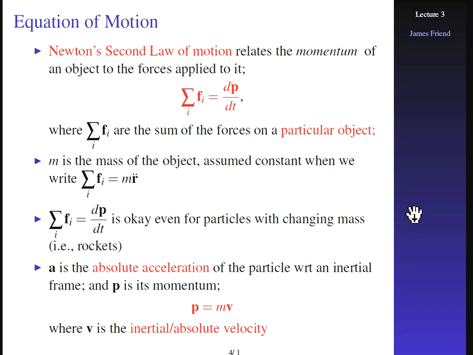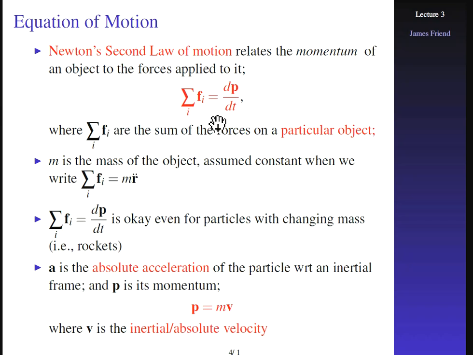Now, about equations of motion, Newton's second law of motion, and this is something you should know pretty well by heart. It relates the momentum of an object to the forces applied to it. So if we have the sum of the forces on an object, which we'll call the vector F sub i, where the i indicates each of the different forces on the particular particle, that's equal to the rate of change of momentum with respect to time of that particle.